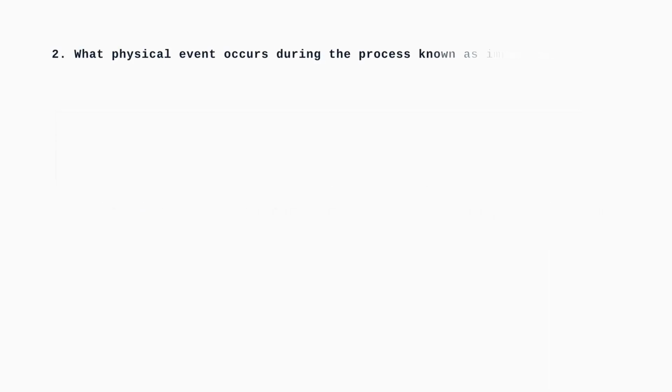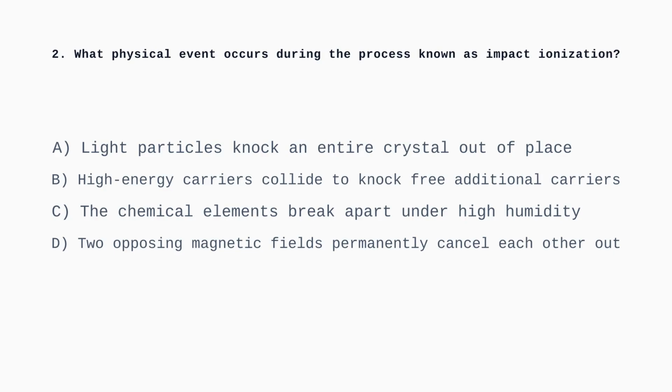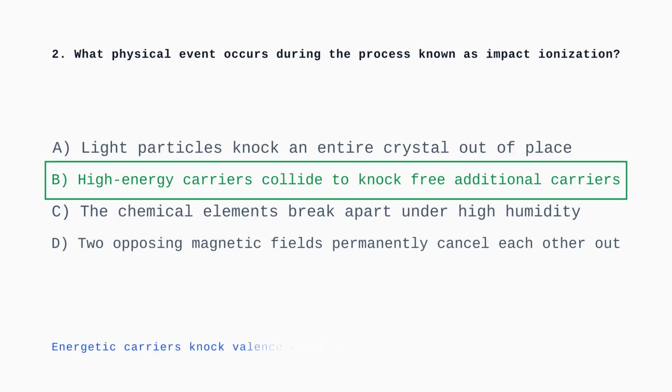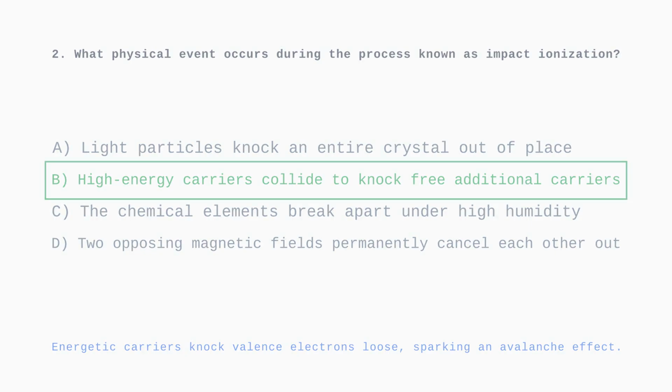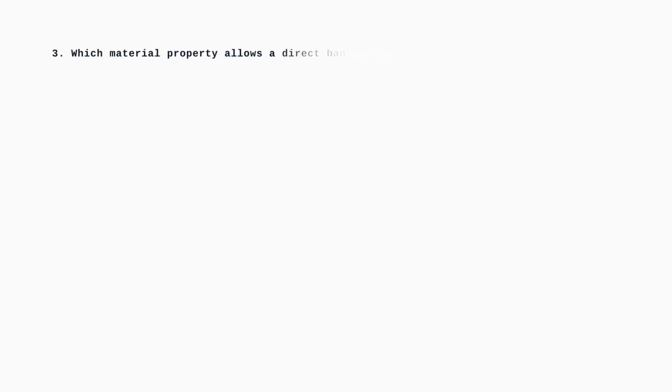Question 2. What physical event occurs during the process known as impact ionization? Impact ionization happens when a high-energy charge carrier collides with the crystal lattice, knocking an electron free and creating a new electron hole pair.